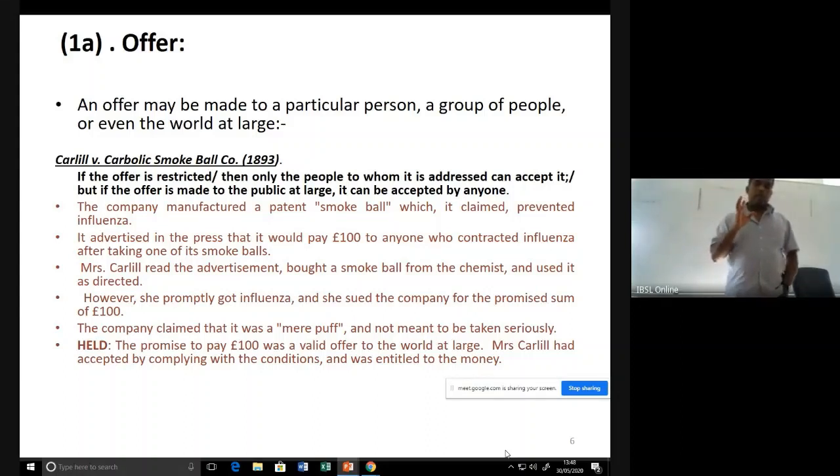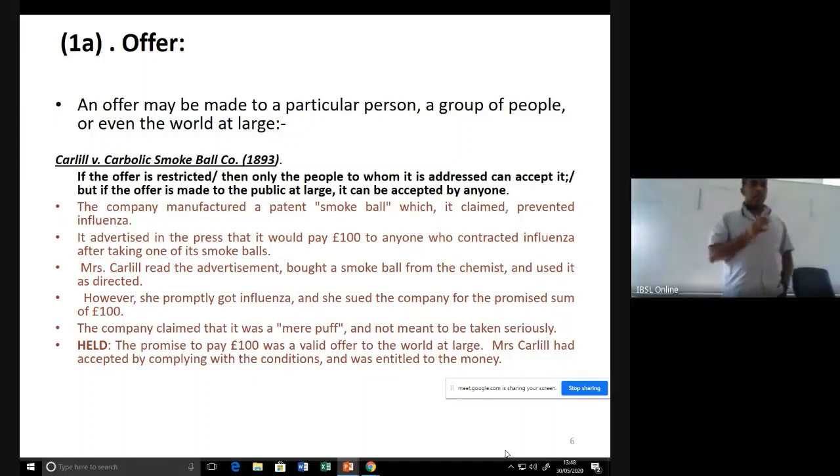So they had an argument. They had two arguments, rather. They said, we have made an offer, yes. But we have not made the offer to Mrs. Carlill. It is not addressed to Mrs. Carlill. So therefore, Mrs. Carlill can't accept our offer. You remember, if an offer is addressed to a particular person, that person has to accept it.